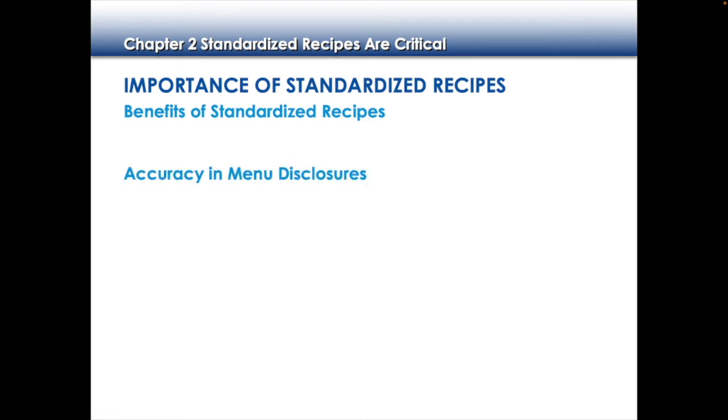Accuracy in menu disclosures. This helps us assure that we are giving the proper information on the recipe, that if it says we are using Kobe beef, it should be Kobe beef on the standardized recipe.